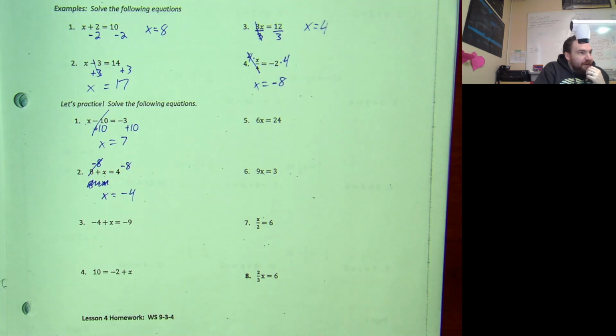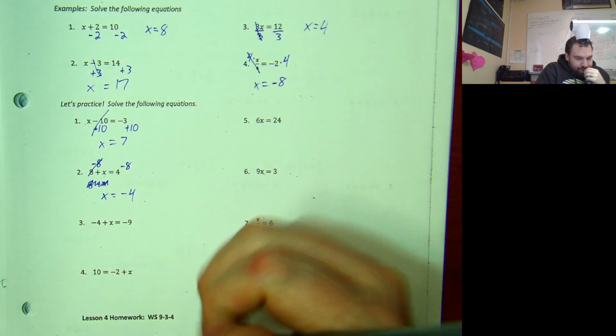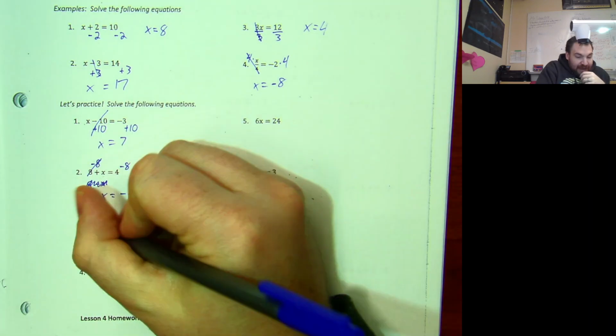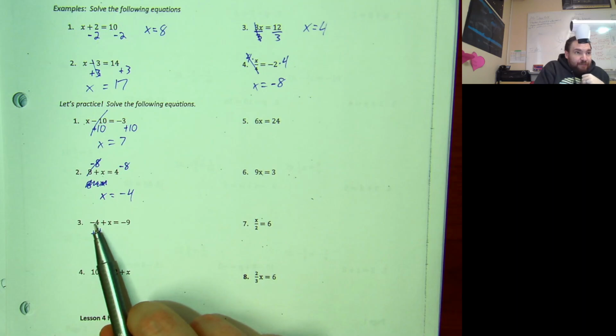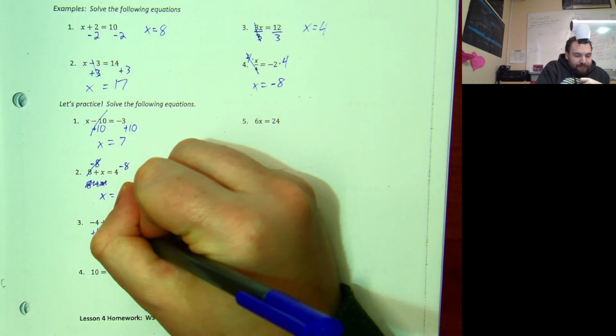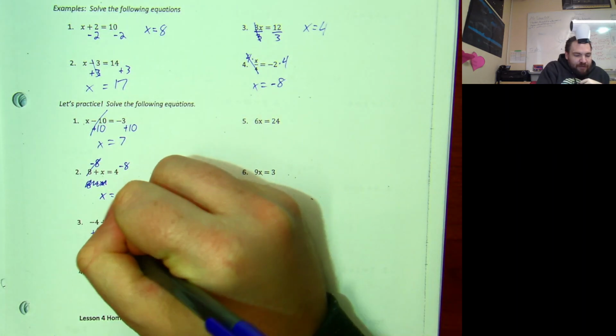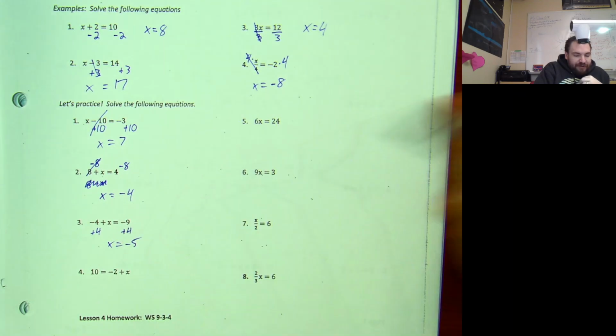Someone new. Number 3. So it's going to be negative 4 plus 4? Okay, we're going to add 4 to both sides. Love it. Because it doesn't matter what's happening here. It matters whether or not that 4 is positive or negative. And then negative 9 plus 4. Love it. Leaving me with? Negative 5. Cool. They're getting progressively more difficult.